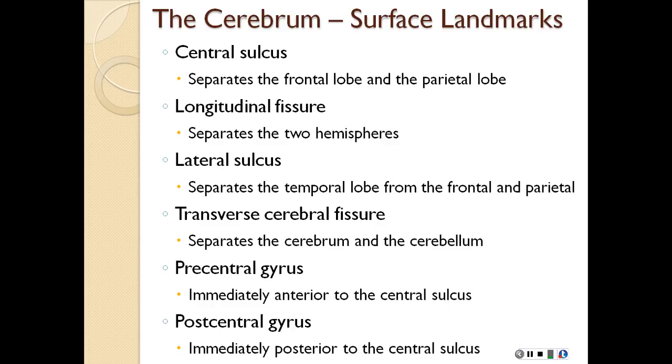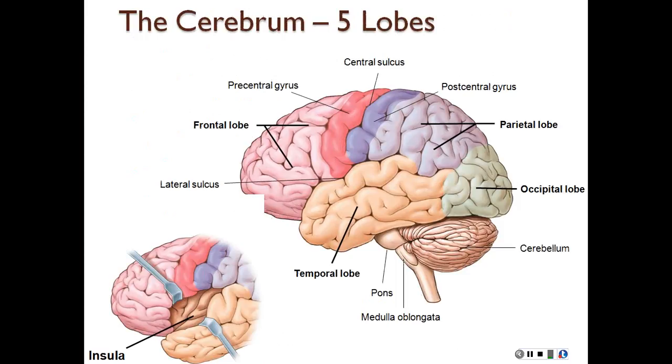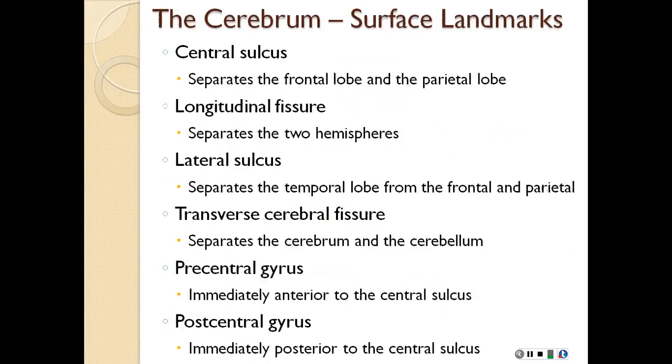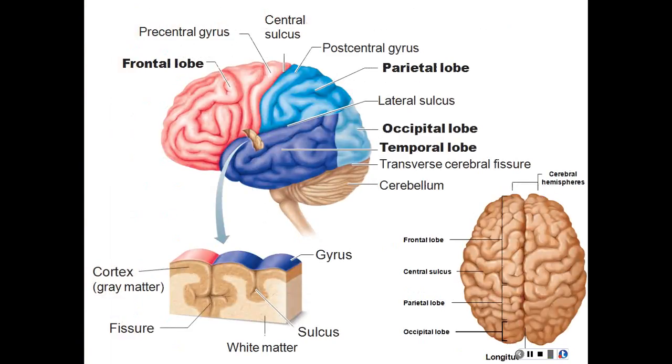The transverse cerebral fissure, I didn't point out, but it separates the cerebellum from the cerebrum. Let's go back to the picture. So that will be here. Transverse cerebral fissure. And then the lateral sulcus we just mentioned, and the longitudinal fissure we did not mention, but it separates the two what? The two cerebral hemispheres, the left and right hemisphere. And you can see that in this picture. So this is the longitudinal fissure dividing the left hemisphere from the right.